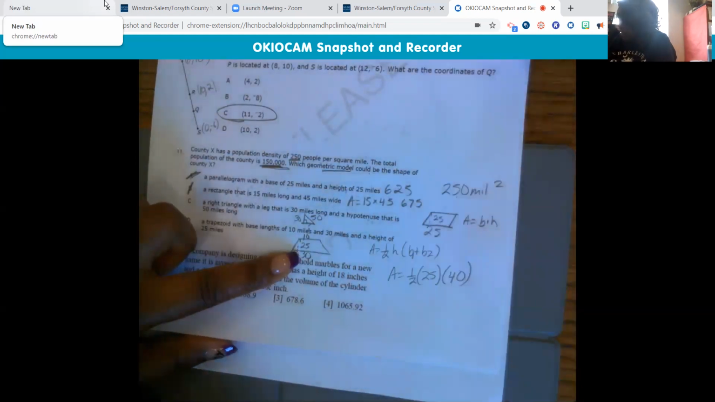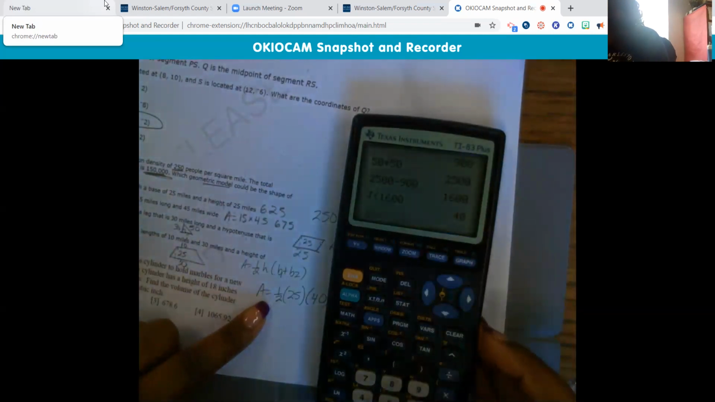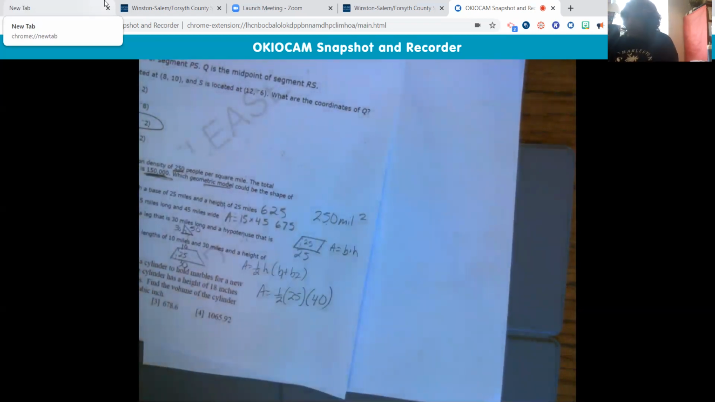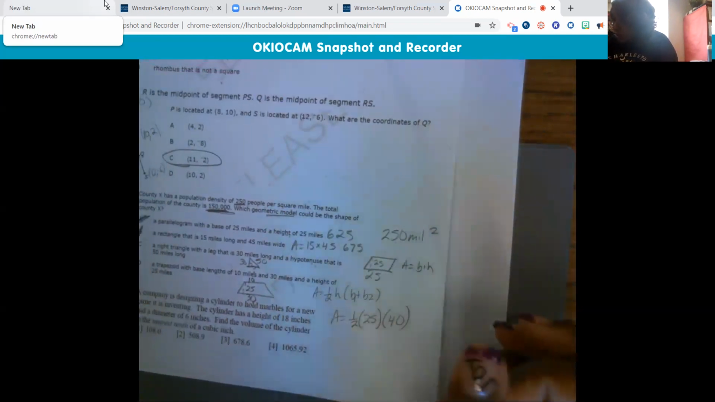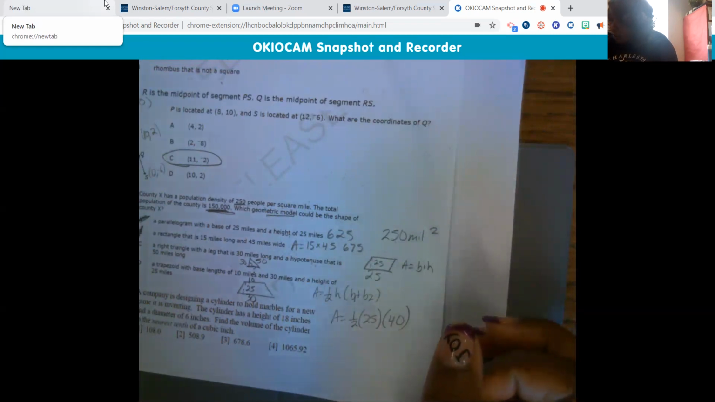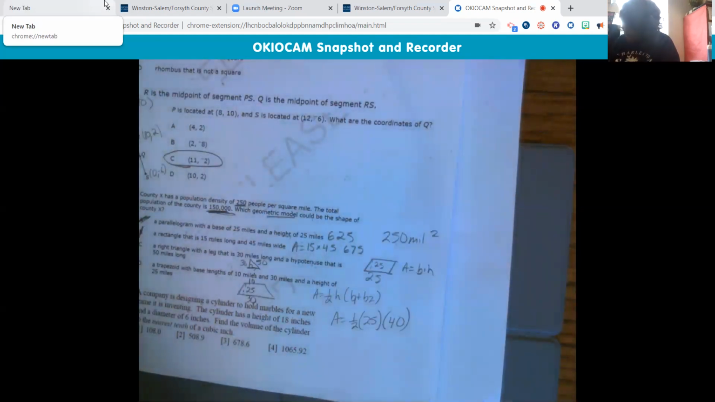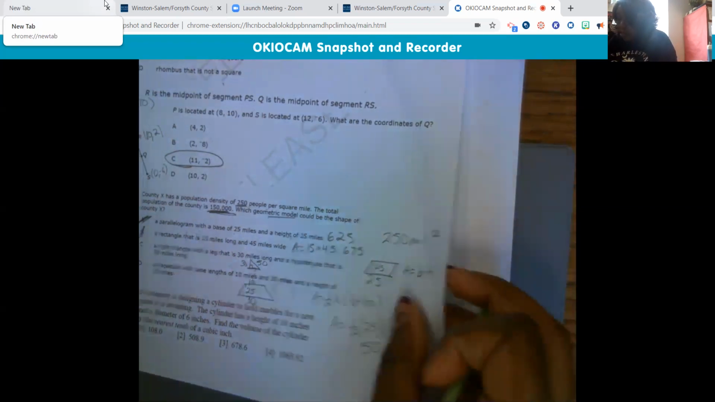Okay, so let's see if this works out. We got 1/2 or 0.5 times 25 times 40. That gives me 500. Wait a minute, what are they asking for? The shape, density 200. The total population. Oh, okay, so this, let me write this down, 500. I read that completely wrong.